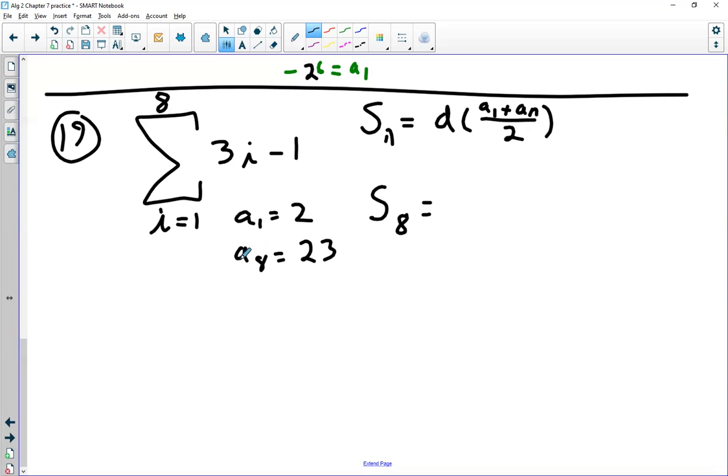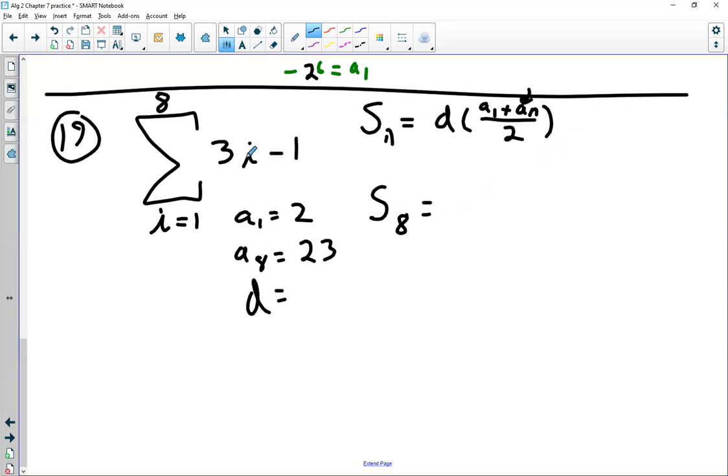A of 8 is 23, so the 8th position is 23. But if we want to add 1 through 8, you have to find the 8th one, because this is part of A1 plus AN over 2. Why did you do it first? Like, why didn't you just do 1, 2? I guess I could have done that.